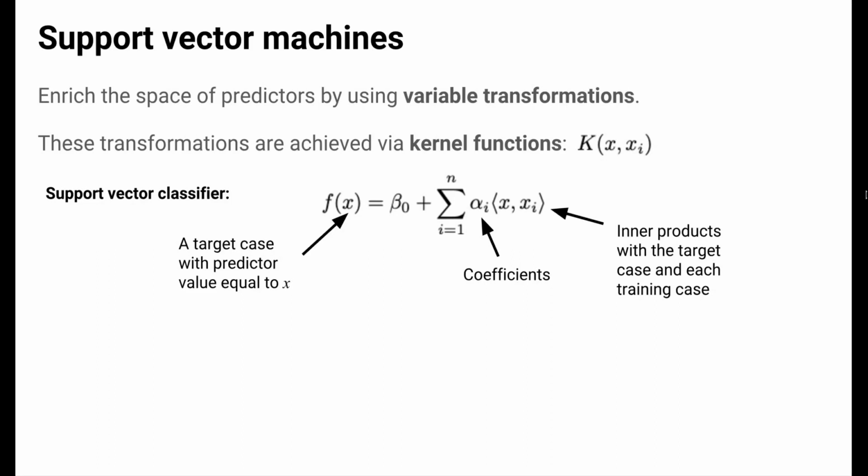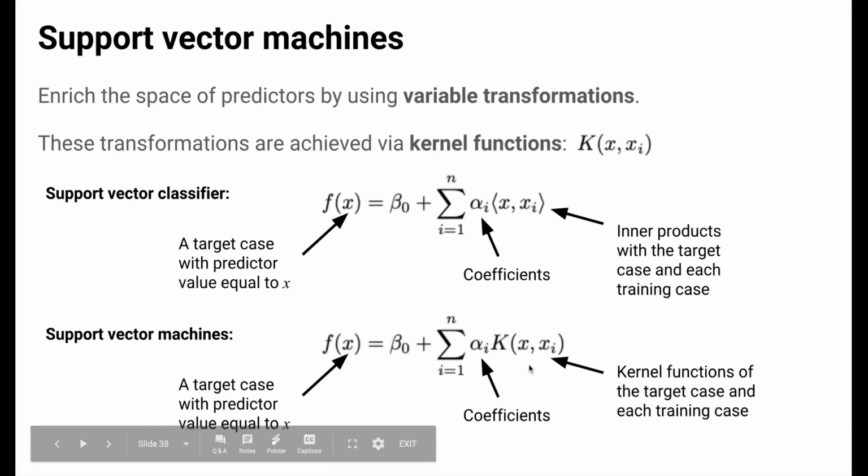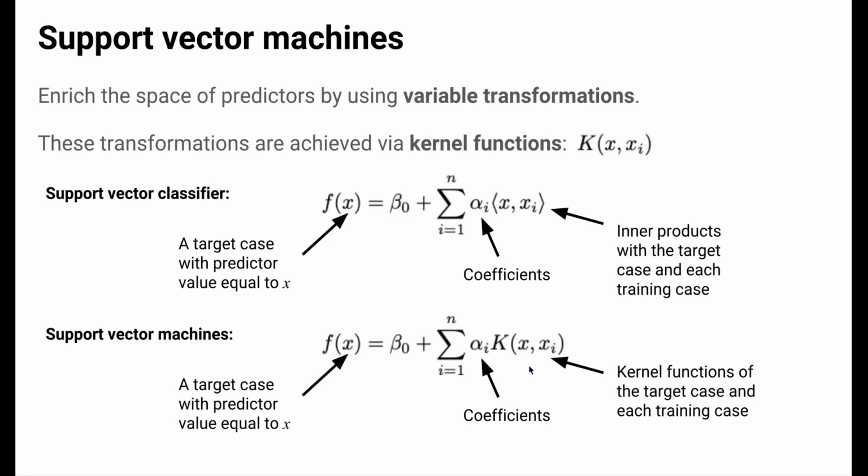To reiterate what was introduced earlier, it turns out that the support vector classifier can be written in this form shown here with inner products. There's just a slight modification to adapt this to express support vector machines. Instead of using the inner product in this summation here, we replace that inner product with a generalization. We replace it with kernel functions, which are these potentially nonlinear transformations of the predictors.